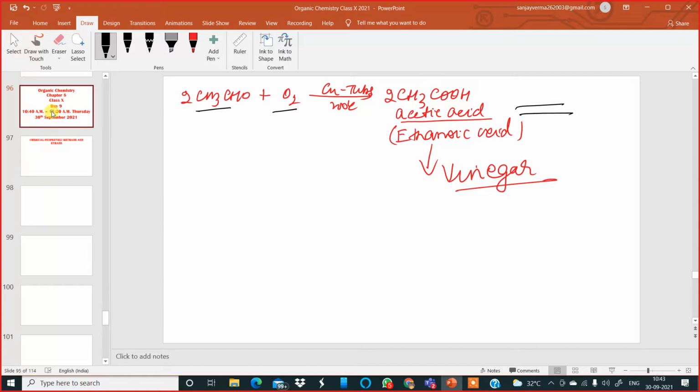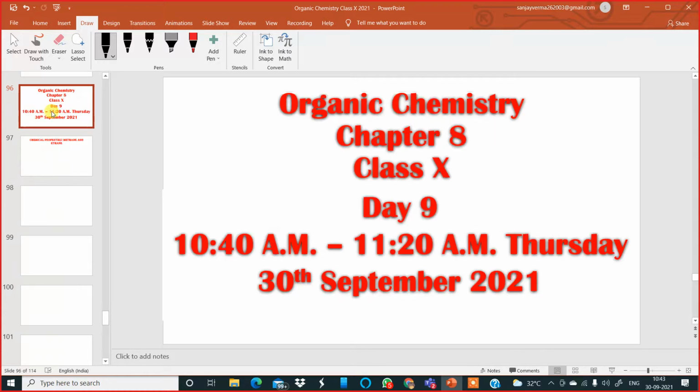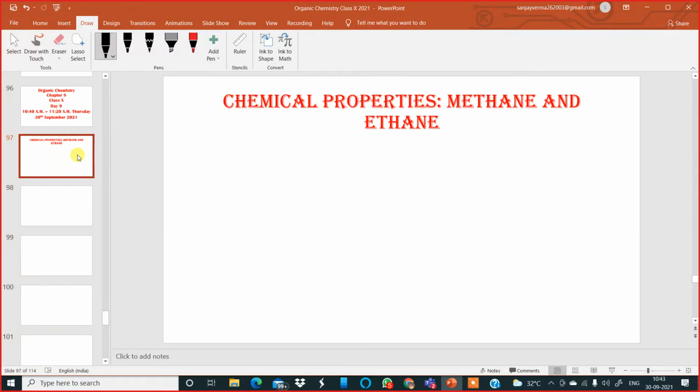So today is the ninth day, sorry, of my transacting the lesson to you all, organic chemistry. So let us continue the chemical properties of methane and ethane. Now, the next chemical property under methane and ethane is like this.